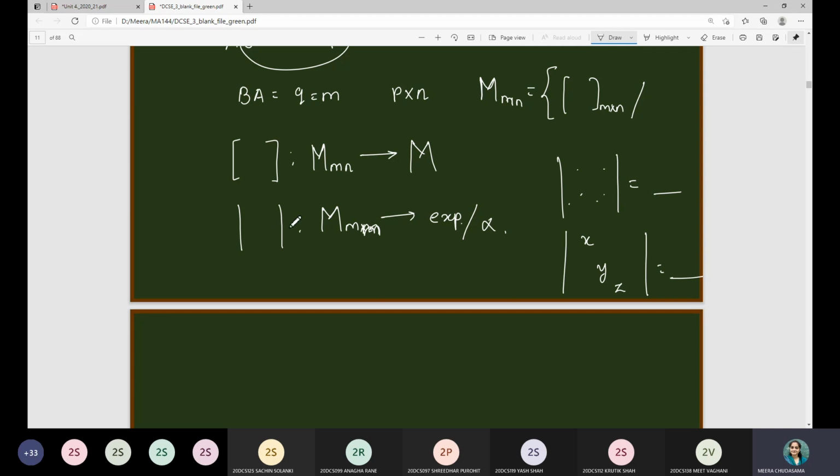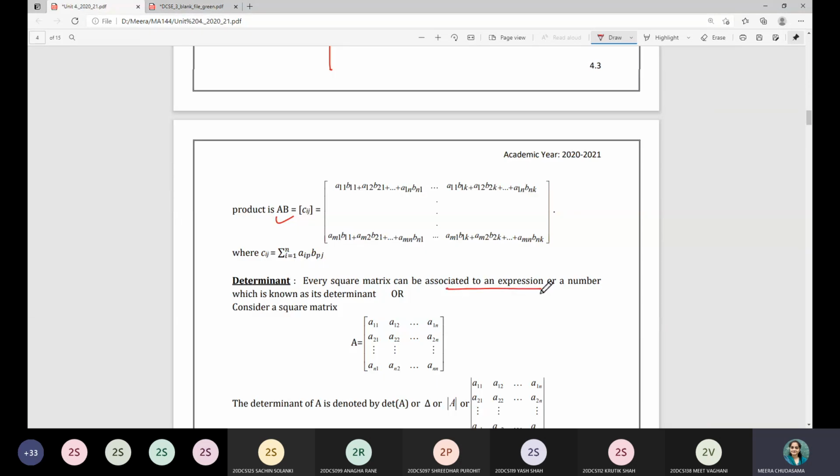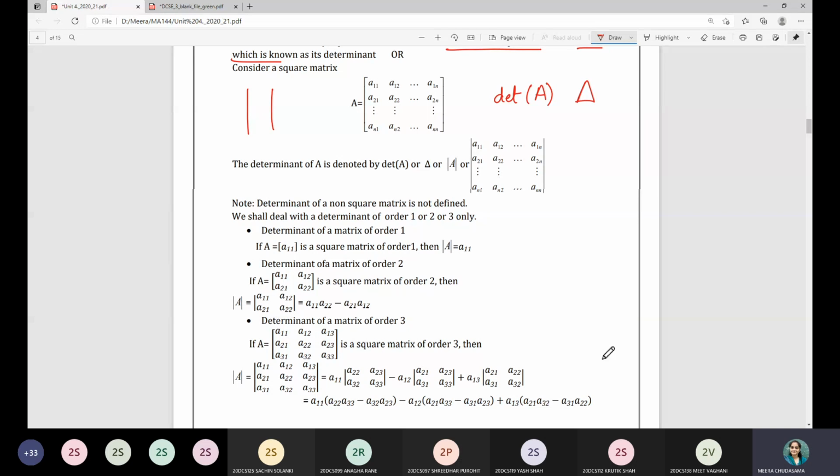So the determinant is a function whose domain is the class of square matrices, whereas its range is either an expression or a number, right? So the determinant actually associates an expression or a number to the matrix. So every square matrix is associated with an expression or number that is nothing but the determinant. It is denoted with this 2 lines symbol, or some books write the 3 initial letters of determinant, and some books use delta as a triangle as well, right? So that is what you have seen.